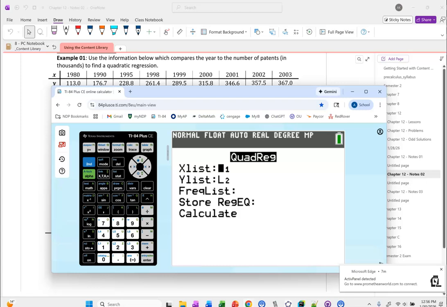So my X list and Y list are good. The frequency list for what we are going to be doing will always be blank. I am going to choose to store my regression equation. The calculator will build the regression equation whether I store it or not. But if I have any other questions that are going to ask me to do something with the formula, it's helpful to have the formula stored in your calculator because it makes it easier to use, so you don't have to type in a million numbers into your calculator to do a computation with it. So I'm going to choose to do that.